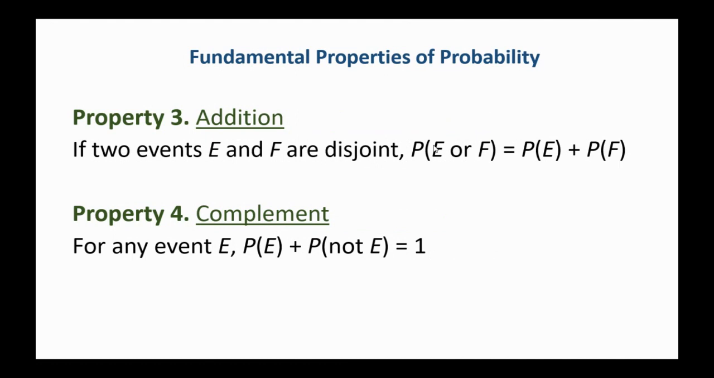Another one is the addition property for disjoint events. Anyone remember from Friday what disjoint meant? Disjoint means they have nothing in common.